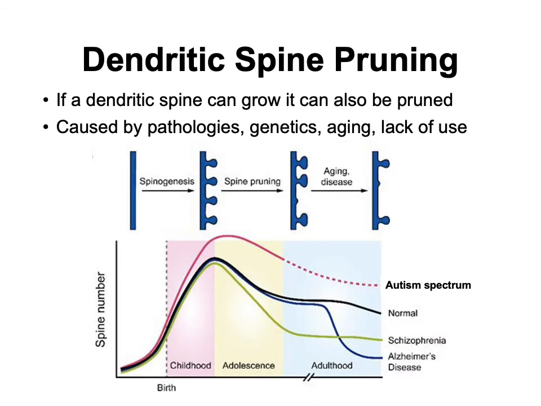Dendritic spine pruning. If a dendritic spine can grow, it can also be pruned. It's one of these use it or lose it types of physiology. Pruning can be caused by pathologies or genetics or just aging, but mostly it's because of a lack of use.